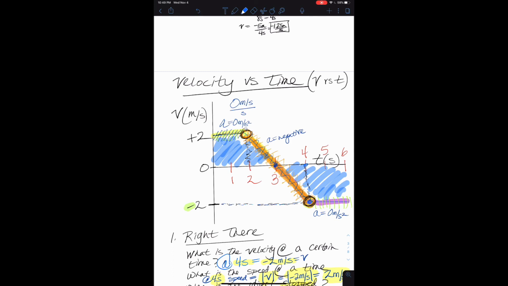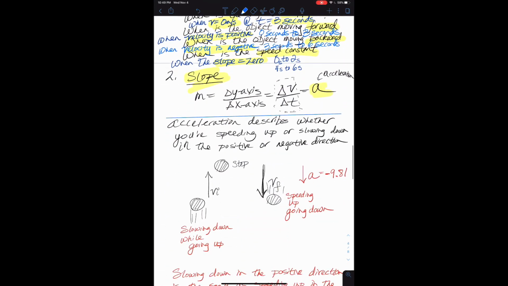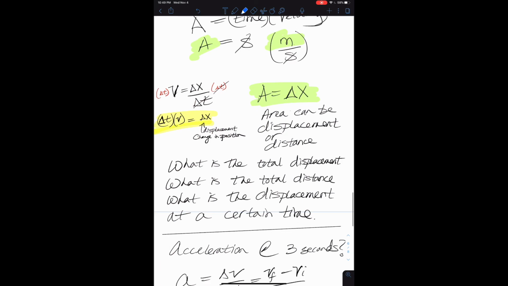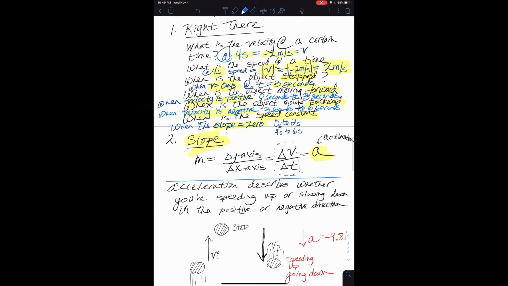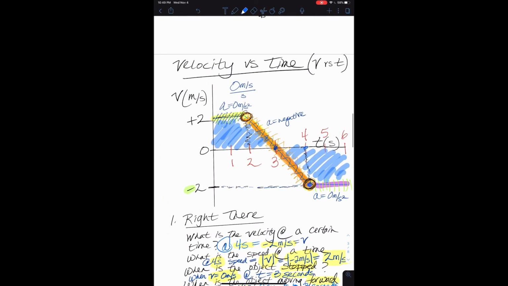Now the area is going to depend on what times they ask us, right? If they ask for the whole time, we'll take all of that area. If they only ask for a part of the time, we'll just take a part of the area. Okay, so the questions we said we could answer with this are: what is the total displacement? And what is the total distance? Okay, so let's give this a try. What is the total displacement?